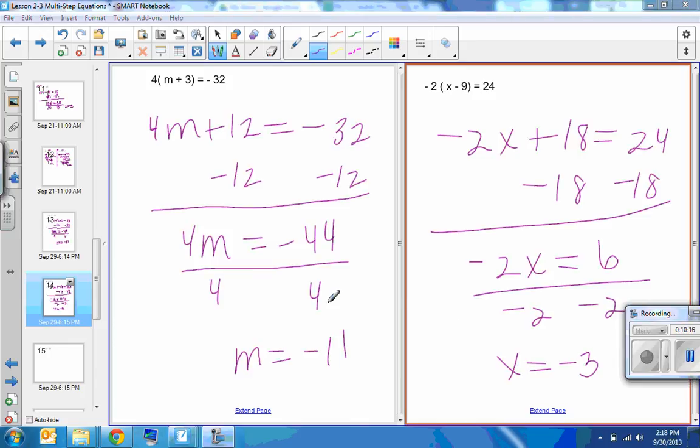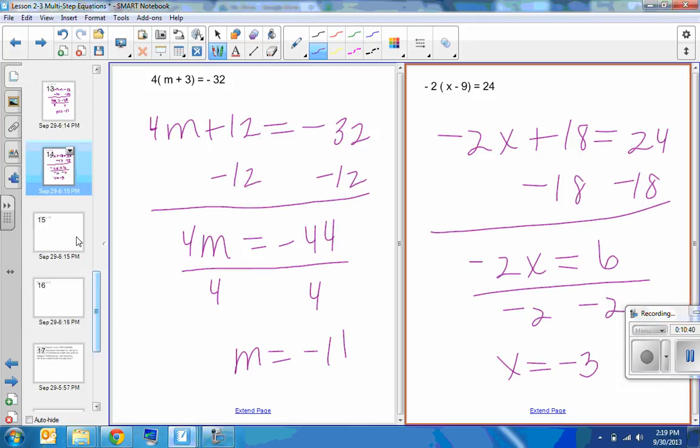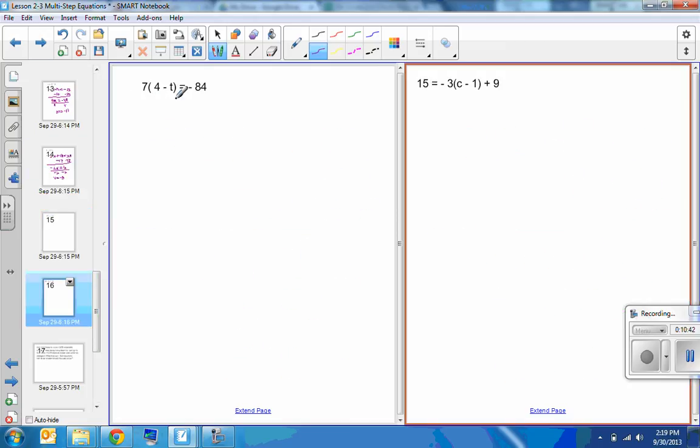So you should have gotten a -11 and -3. Again, distribute to get 4m plus 12 equals -32. Subtract 12. Be careful because you have a -32 minus 12 to get a -44, and then you divide. Here you have a -2x. A negative times a negative is a positive 18. Then you subtract 18. Go ahead and try these two.